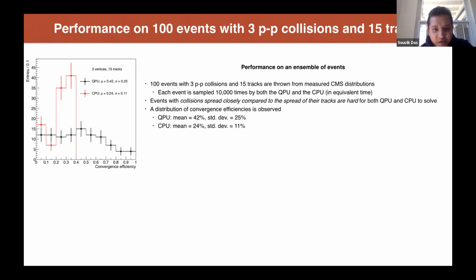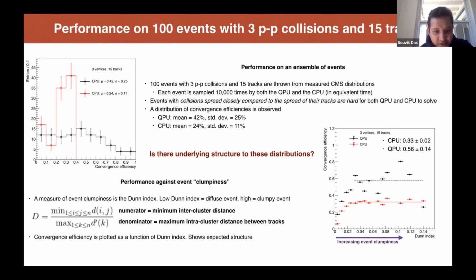We took 100 events with 3 proton-antiproton collisions and 15 tracks thrown from the measured CMS distributions. Each event was sampled 10,000 times. On the left, we have a plot of the CPU distribution and the QPU distribution. They look kind of weird, so we tried to find whether there is underlying structure to this distribution. And yes, there is. It turns out that depending on the intrinsic clumpiness of the event, the performance of the simulator and the quantum annealer differ.